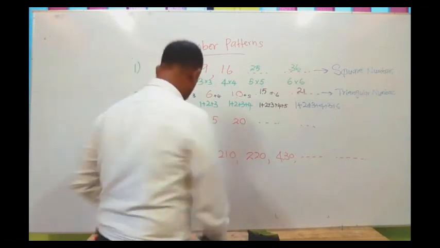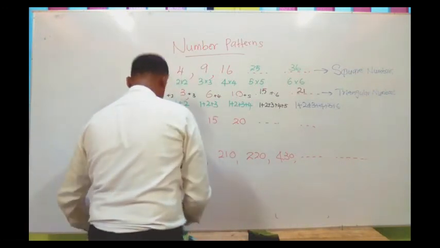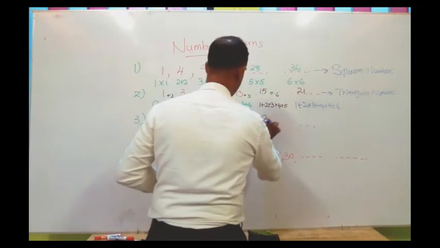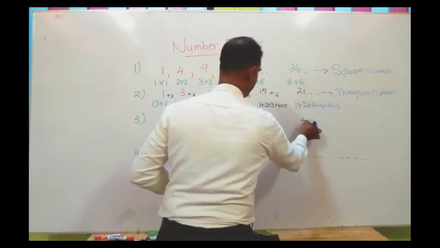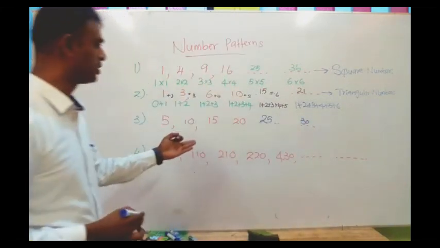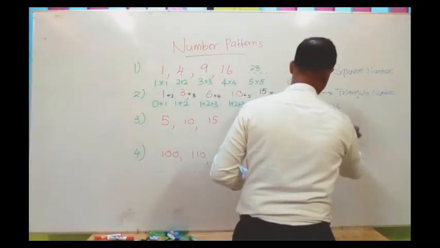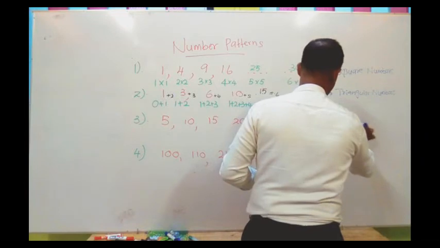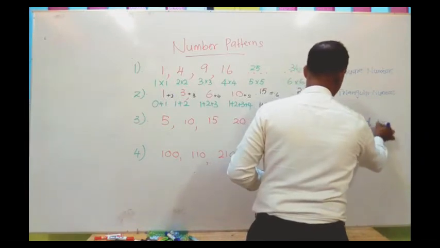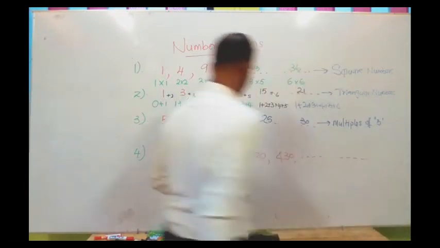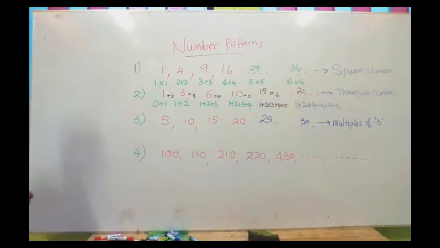20, 25, 30. We use a specific name for this: multiples of 5.